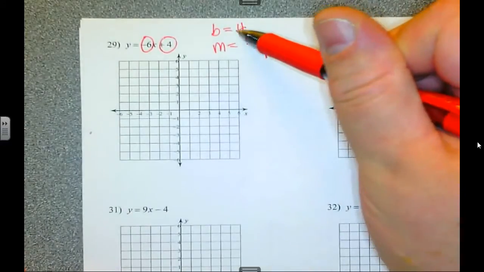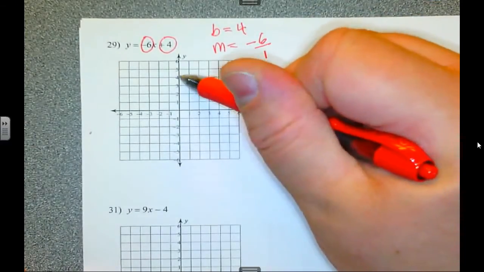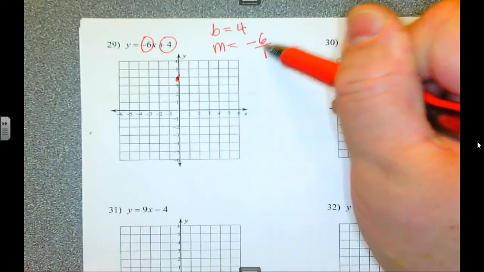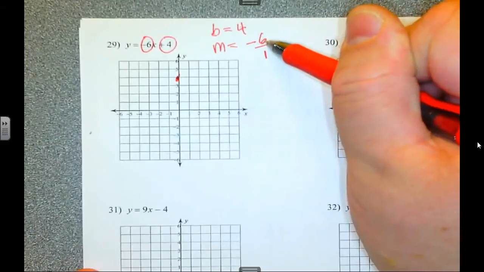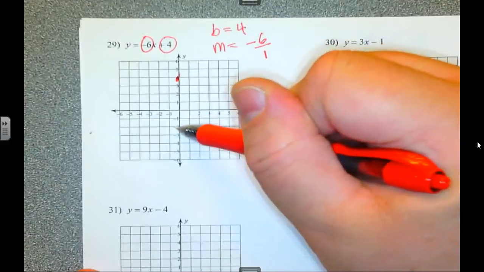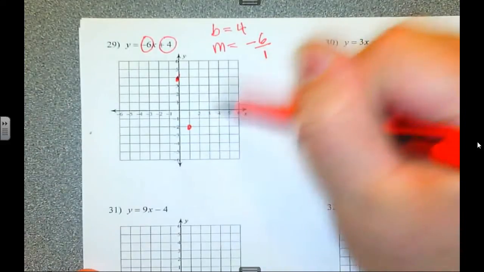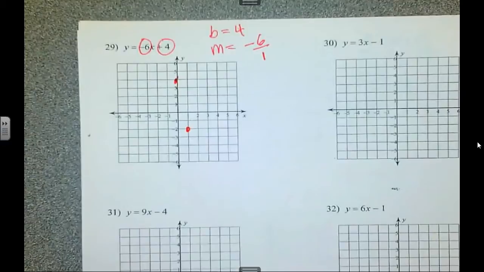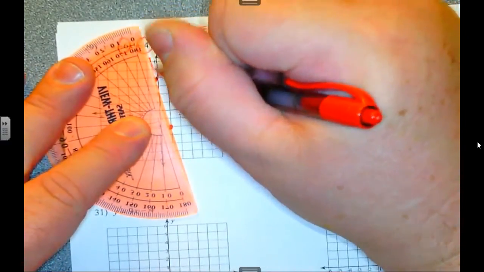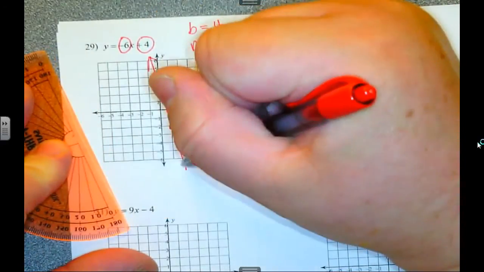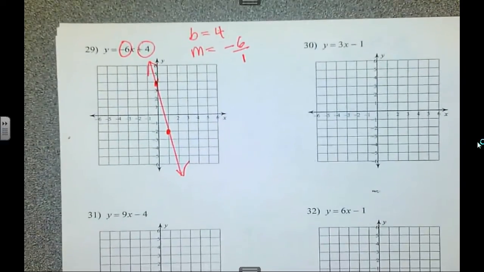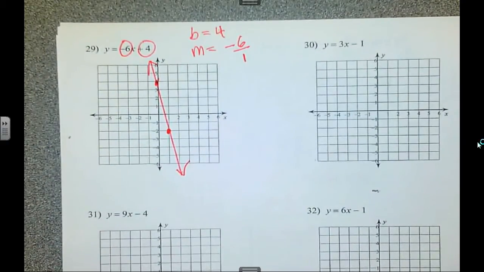Okay, so my y-intercept is 4. Now this one looks like it's in the right, the negative sign's in the right place. So I'm going to go down 6 and over 1. Now I'm only going to get 2 points on this graph. That's it. So pages 4 and 5 are actually easier than pages 2 and 3.